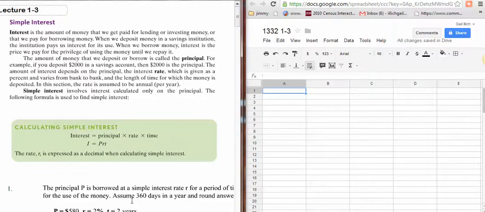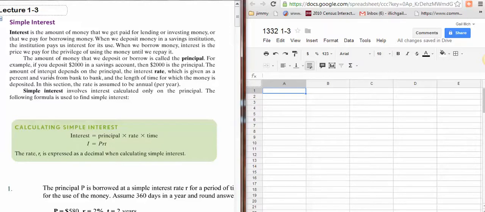It's the amount of money that we get paid for lending or investing money, or that we pay for borrowing money. When we deposit money in a savings institution, the institution pays us interest for its use. When we borrow money, interest is the price we pay for the privilege of using the money until we repay it. Okay, the amount of money you deposit or borrow is called your principal. If you deposit $2,000 into a savings account, then $2,000 is the principal.